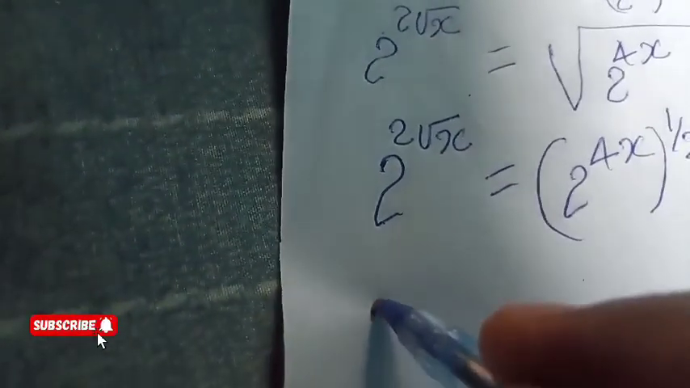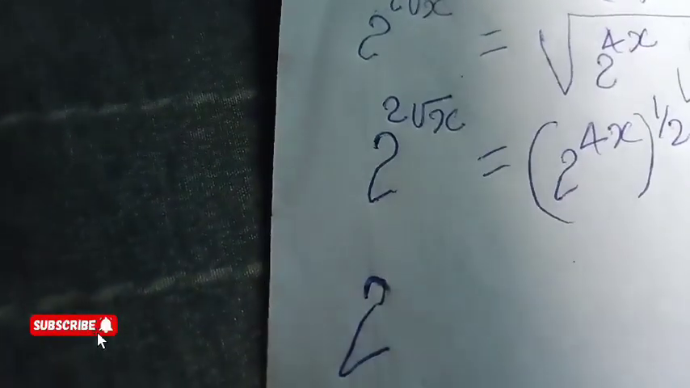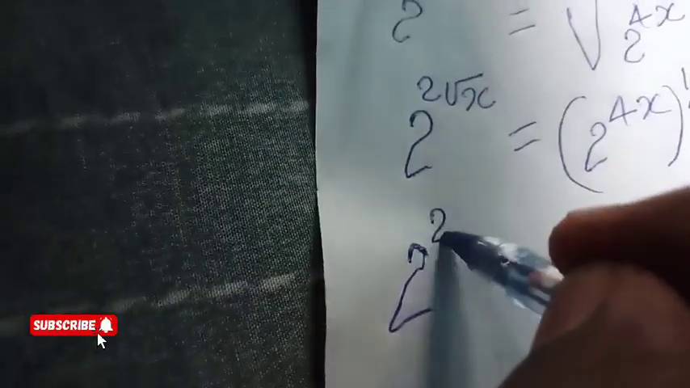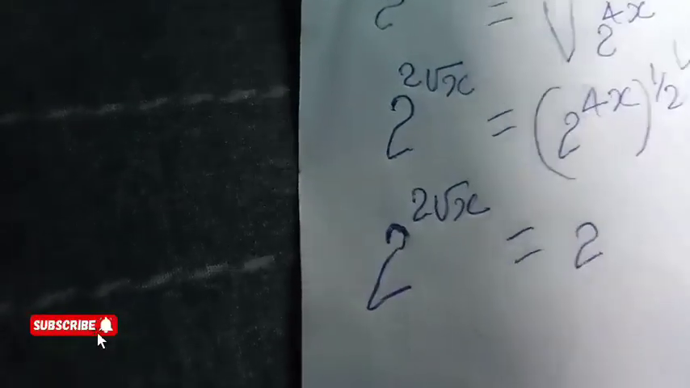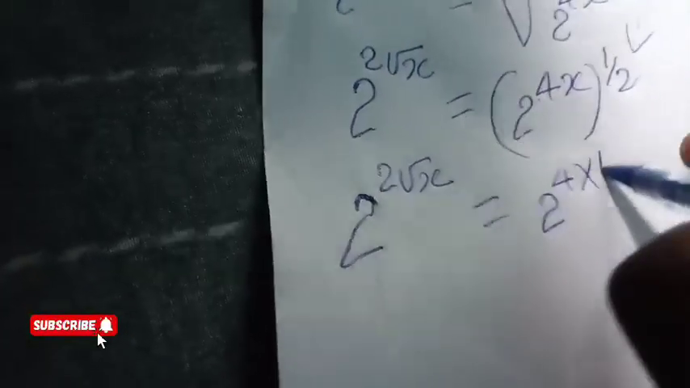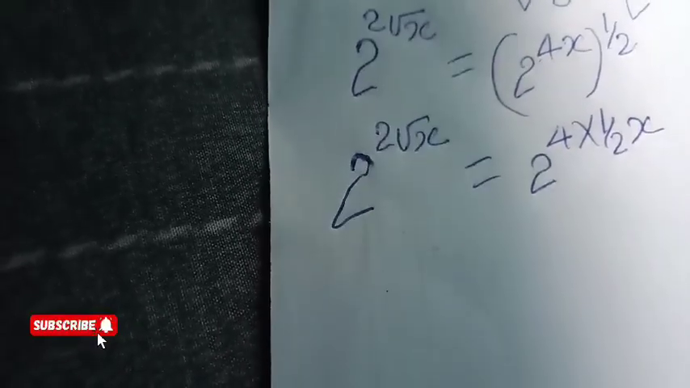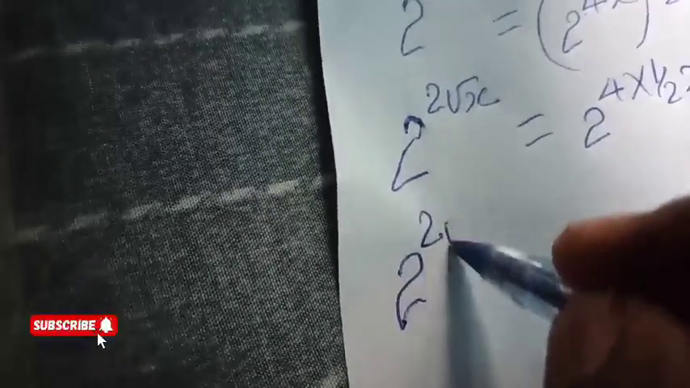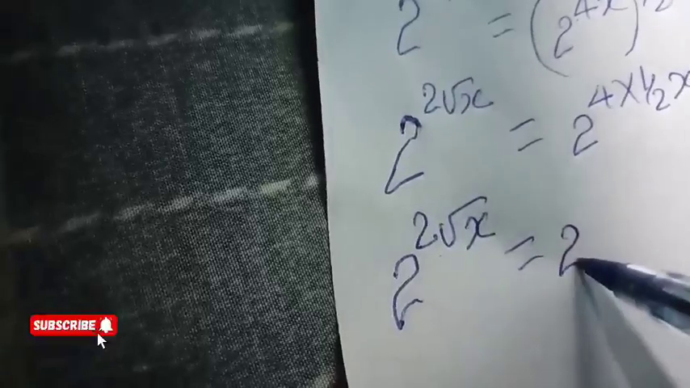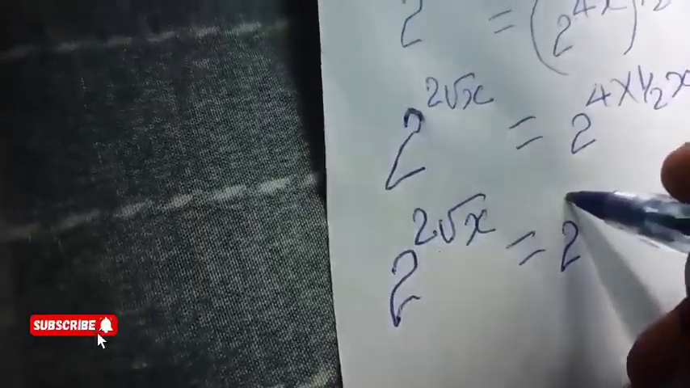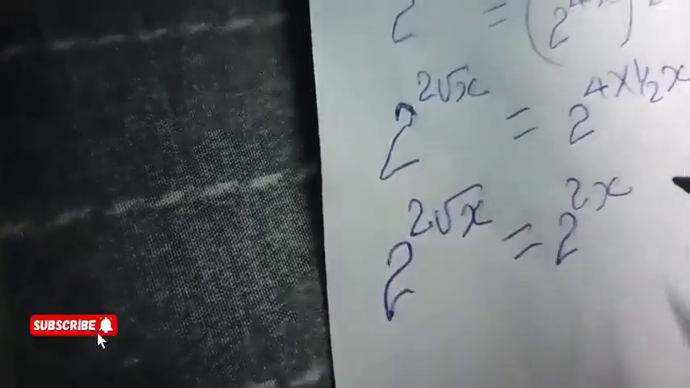To the power of 2 radical x, which is equal to 2 to the power of 4 times radical 2x. 2 to the power of 2 radical x, which is equal to 2 to the power of 4 times radical 2, 2. So 2x.